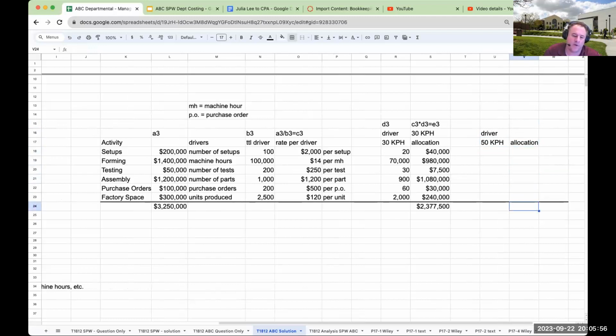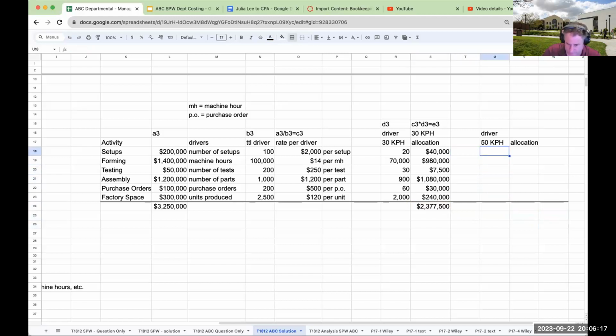Now, if we've done this correctly, the amount that's being allocated over here to my 50 kph should be how much? Well, we know that the total amount allocated, right? This has to go over here and be 872,500. Why is that the case? Because after I'm done with this, the whole amount has to be allocated. But let's just go through and check to make sure we're in good shape.